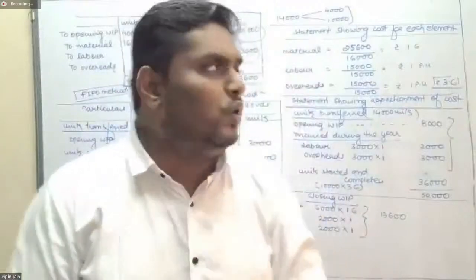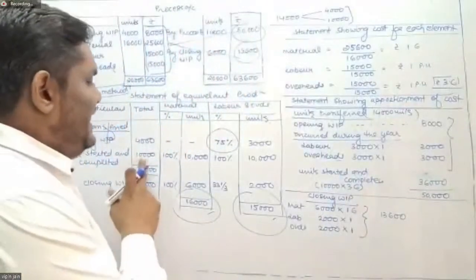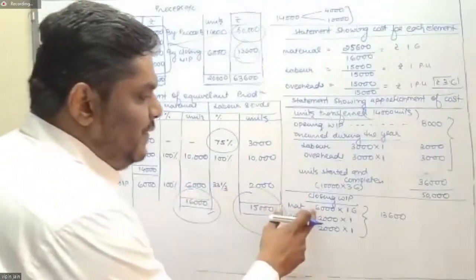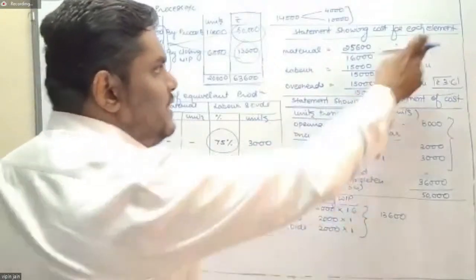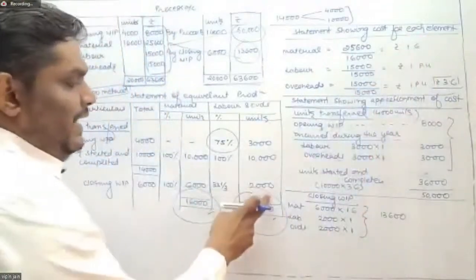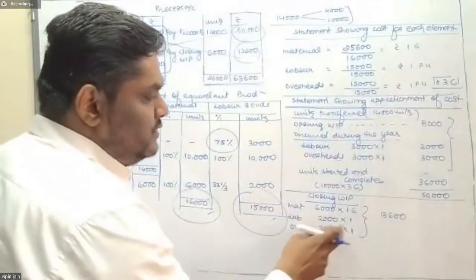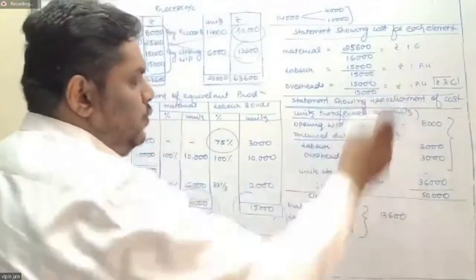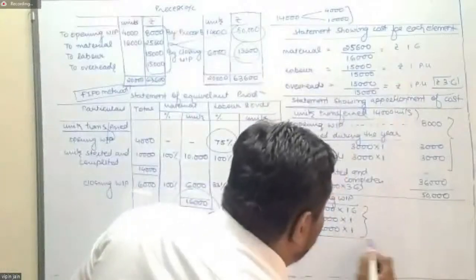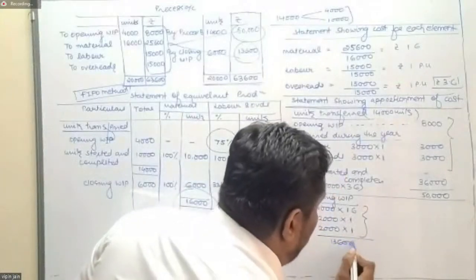When talking about closing work in progress, the equivalent number of units in case of material is 6,000. So it's 6,000 into 1.6. And labor and overheads, that is 2,000 and 2,000. So 2,000 into 1 and 2,000 into 1. So this is how I got 13,600.